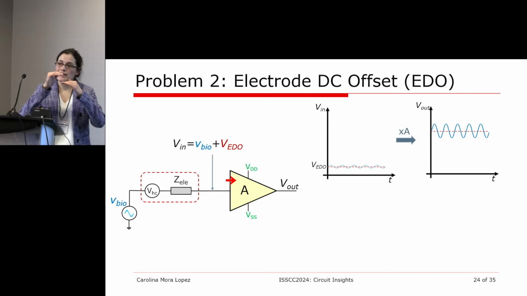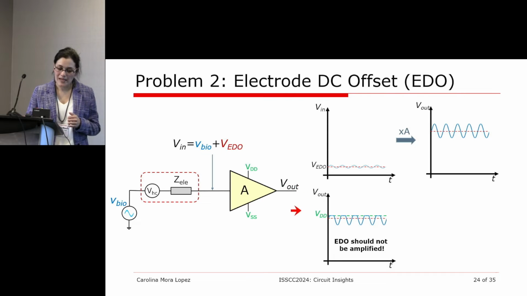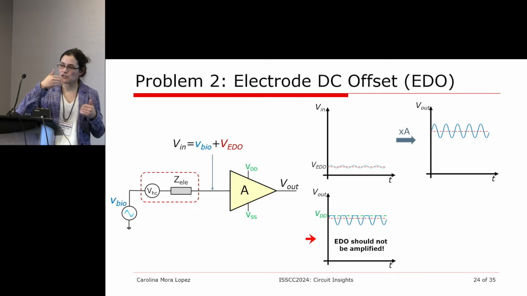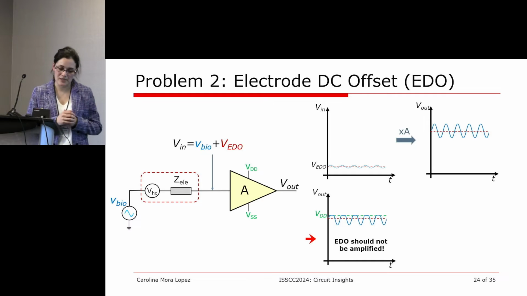Voltage supply will limit the output swing, what is the maximum voltage and minimum voltage that you can see at the output of your amplifier. So if you consider this supply voltage, what will happen at the output, instead of the signal that is shown here, is what we have here. You will start clipping your signal, you will saturate your amplifier because the amplification is too large for this electrode DC offset. So we actually don't want to amplify the offset along with the analog biological signal.